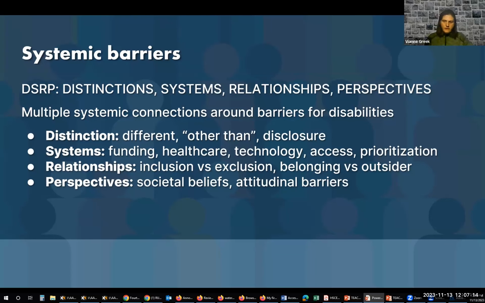And then we have perspectives, social beliefs and attitudes. And it pops up on LinkedIn and all social media all the time, so there's no greater barrier for people with disabilities than society's low expectations of their competencies and abilities.